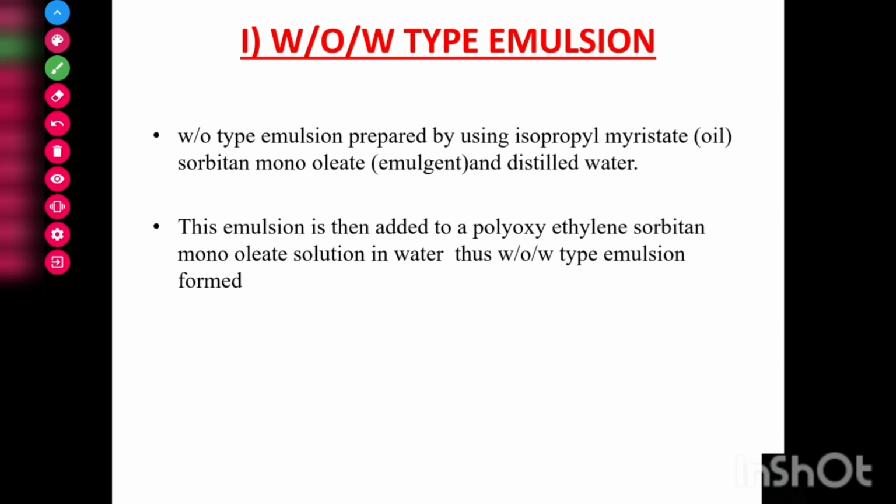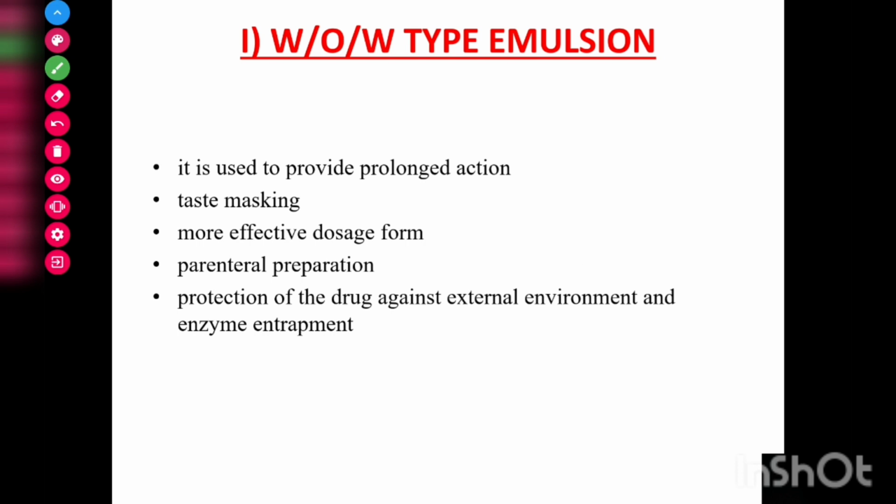Then it is incorporated into an aqueous phase. After preparing this water in oil type emulsion, it is added to a polyoxyethylene sorbitan monooleate solution in water. Thus, water in oil in water type emulsion is formed. So this is a simple procedure for the preparation of the special type of emulsion, that is water in oil in water type emulsion.